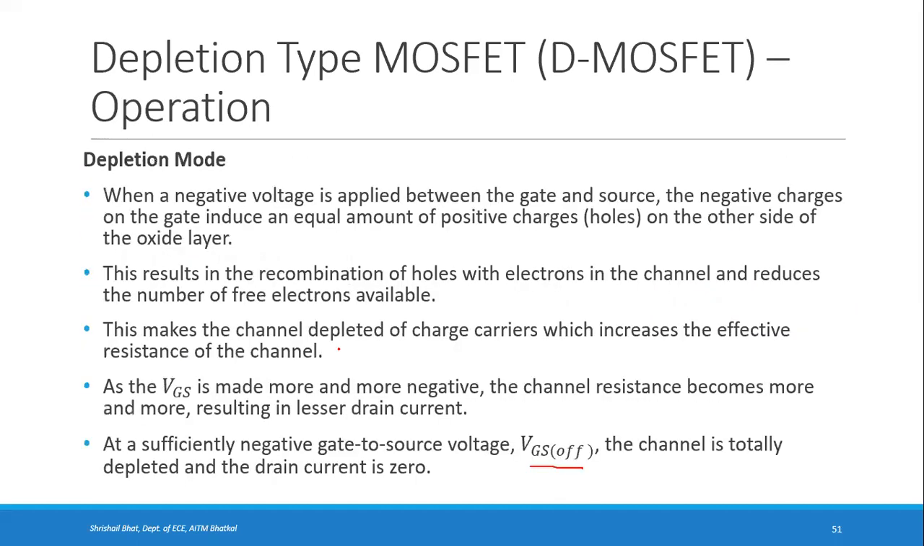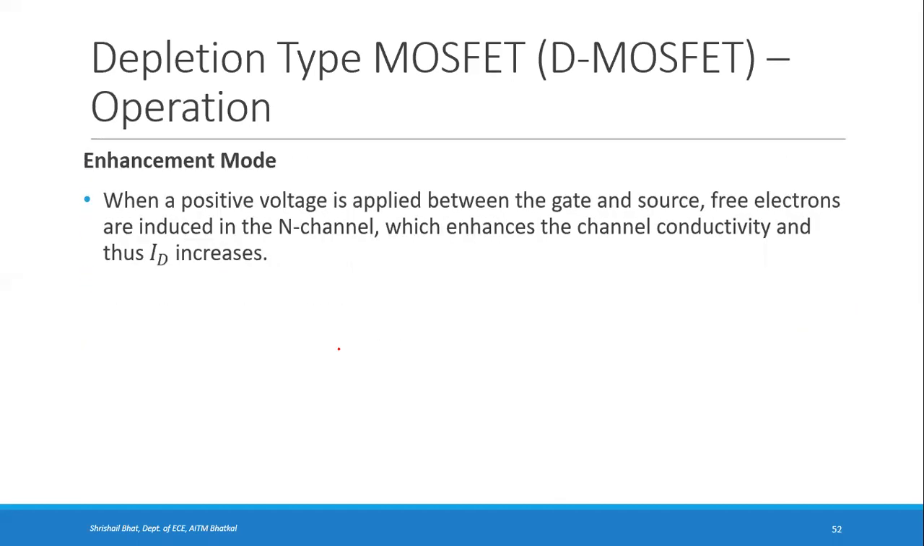So that is enhancement. Normally, D MOSFETs are operated in depletion mode and E MOSFETs are operated in enhancement mode. But a D MOSFET can also be operated in enhancement mode, whereas an E MOSFET can operate only in enhancement mode, but not in depletion mode.